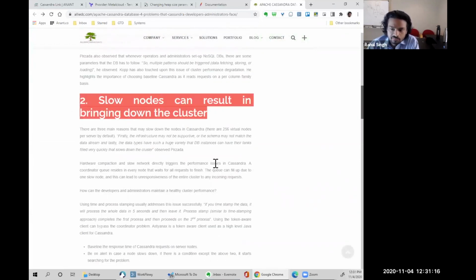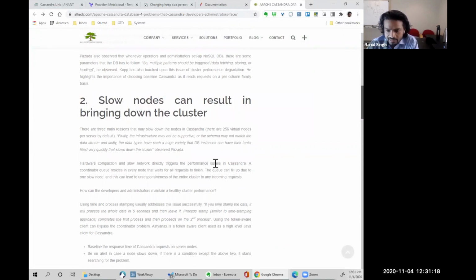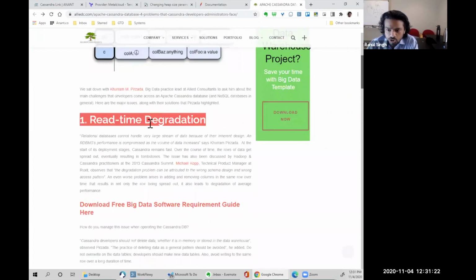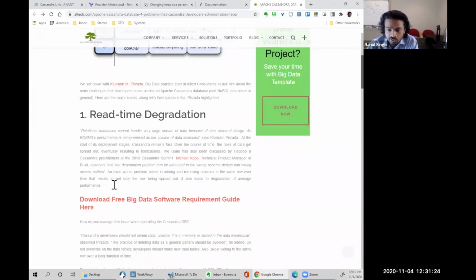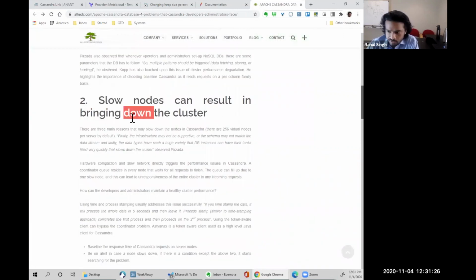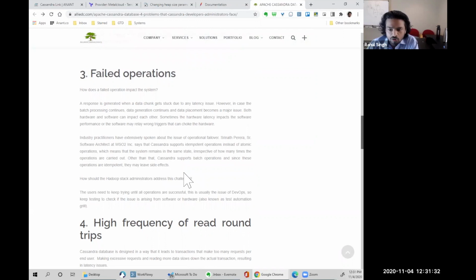These slow nodes bring down the cluster. Well, what's happening on these slow nodes? If this is a degradation and over time the nodes start to come down, that's what the end users are seeing. Operations fail. We call this, for example, drop mutation, or failed operations: if you can't write data or read data, or if you're not meeting local quorum, then that's a failed operation.